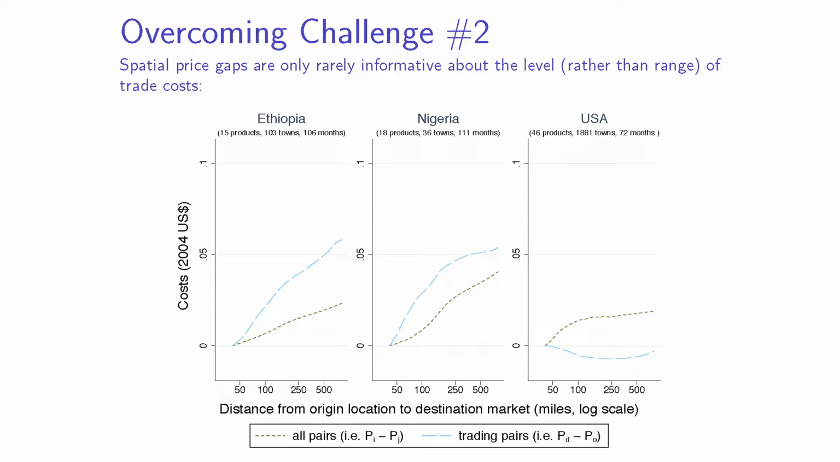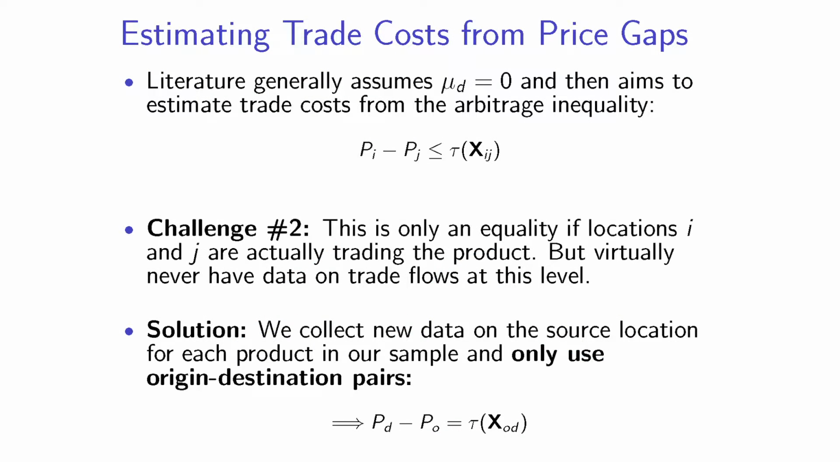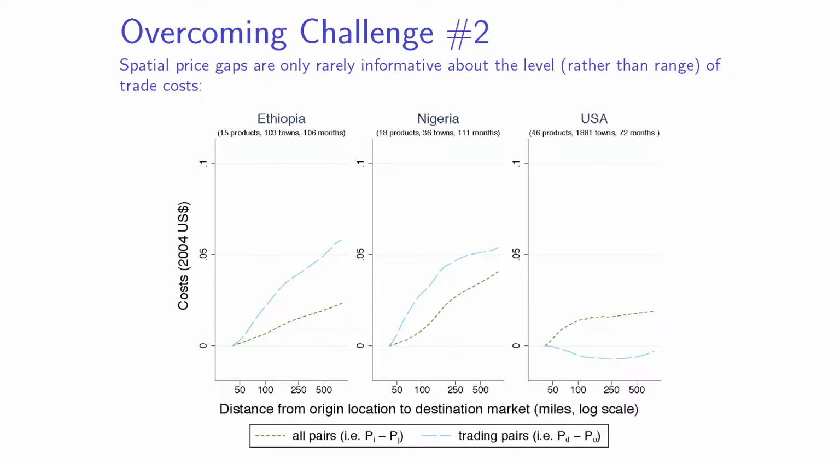Now, if you do what theory should tell you to do, it's just don't use this inequality everywhere, instead restrict to the ones where the equality binds. Again, this requires perfect competition, which I'll relax in a second. Then you get something that looks a little more sensible, which is the blue line, we call the trading pairs, and this blue line is considerably steeper for Ethiopia and Nigeria than it is in the US.